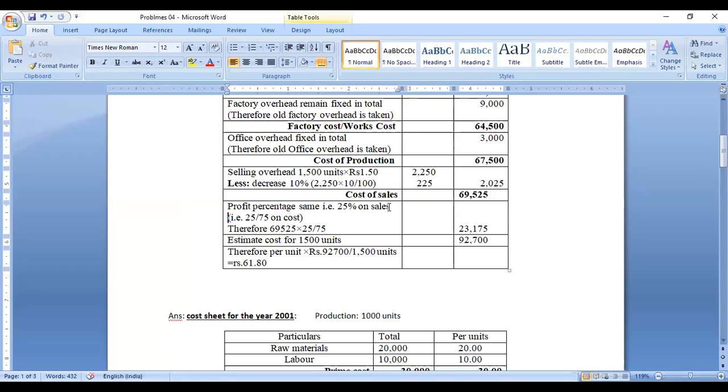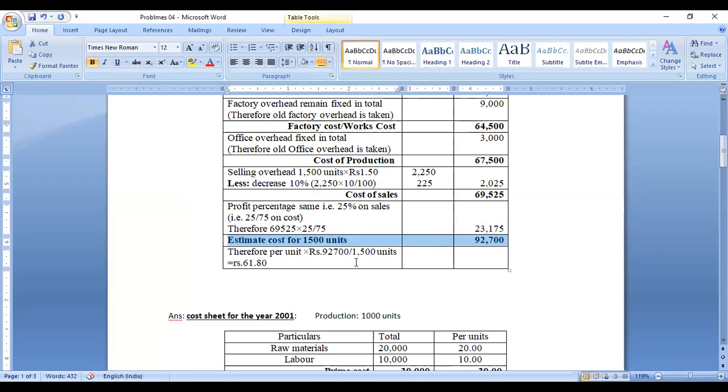25% on sales means 25 divided by 75. You have to take it, so then we can multiply. You can get the answer 23,175. So this is an answer you can arrive at. Then if you're putting up the total, that amount is called 92,700. This is called the estimated cost for the 1,500 units.